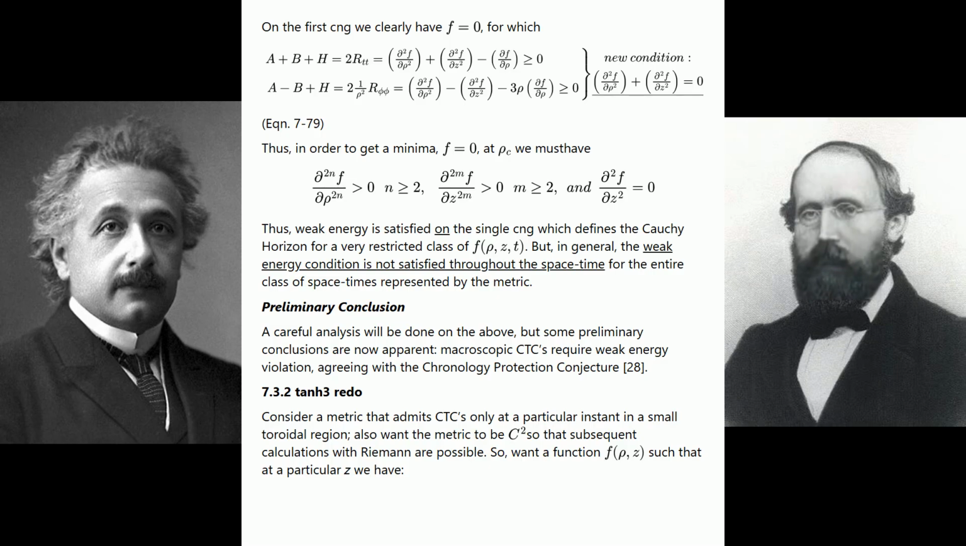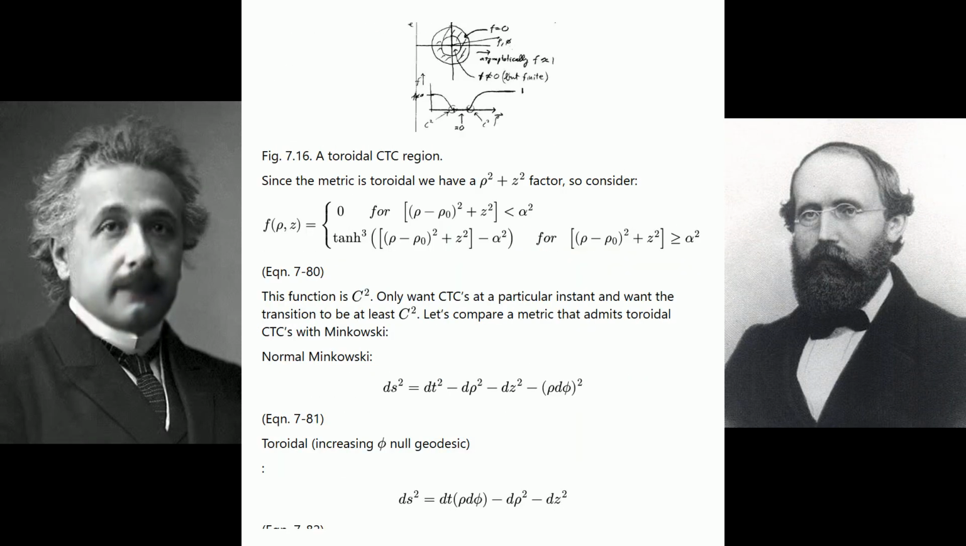7.3.2.10.3 redo. Consider a metric that admits CTCs only at a particular instant in a small toroidal region. Also want the metric to be C² so that subsequent calculations with Riemann are possible. So, want a function f of rho, z such that at a particular z we have Figure 7.16, a toroidal CTC region. Since the metric is toroidal, we have a rho squared plus z squared factor, so consider equation 7-80. This function is C².